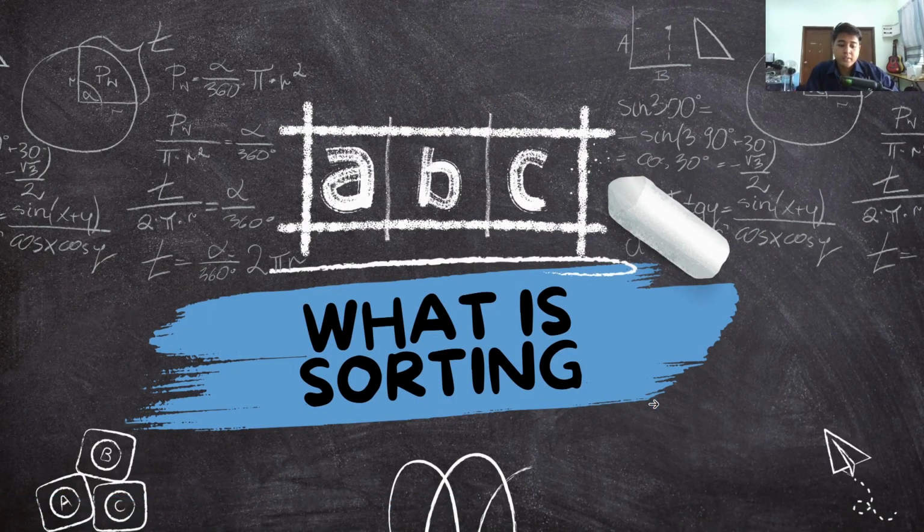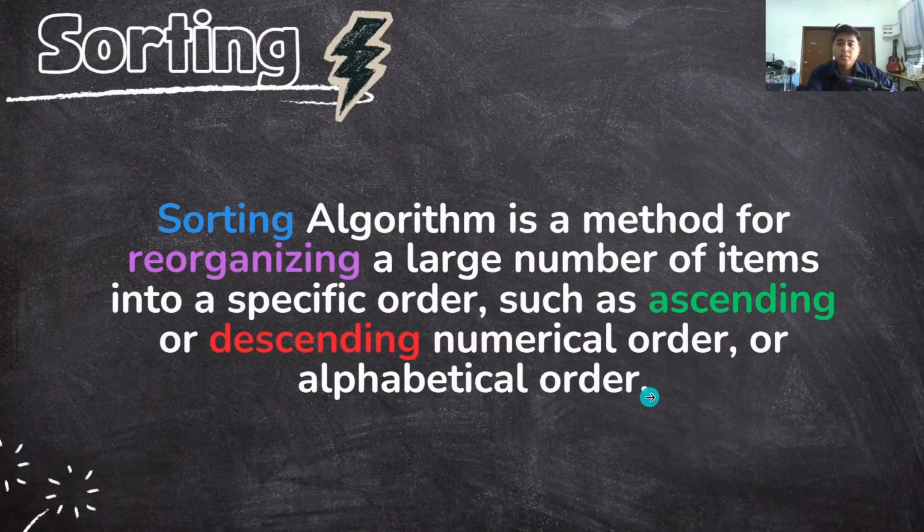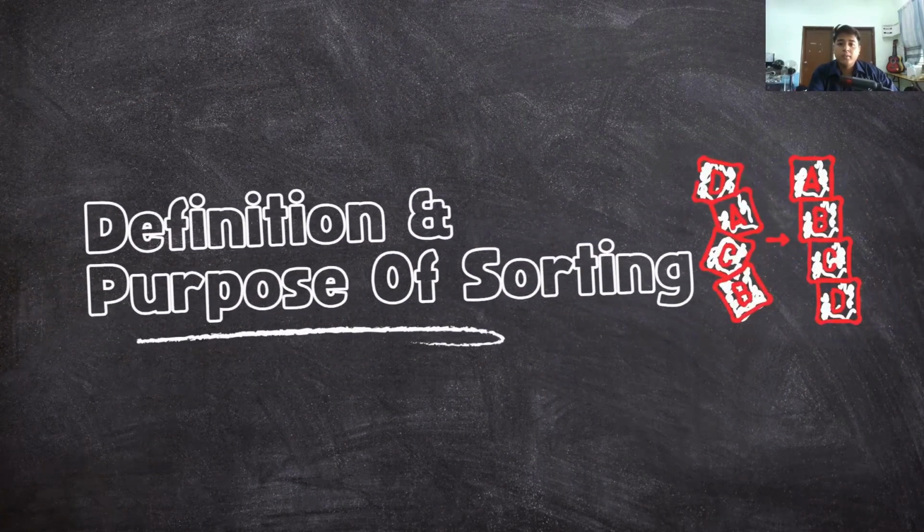So now we have reached the second part of our group presentation, and this is the sorting topic. So first of all, what is sorting? Sorting is an algorithm, a method for reorganizing a large number of items into a specific order, such as ascending or descending numerical order or alphabetical order. So that is the definition and the purpose of sorting.